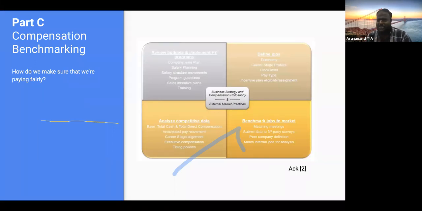So, compensation benchmarking. Guys, have you seen companies actually asking employees what is your current salary and how much do you expect? And what do you think? Is it a fair thing to ask? In the US, in many states, asking for the historical compensation is a punishable offense.